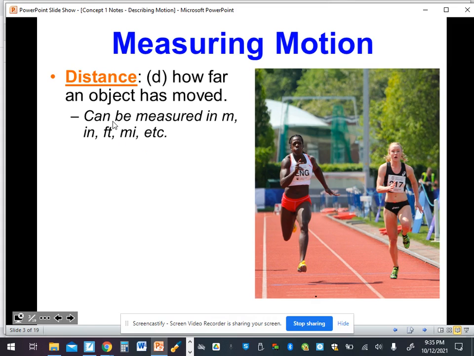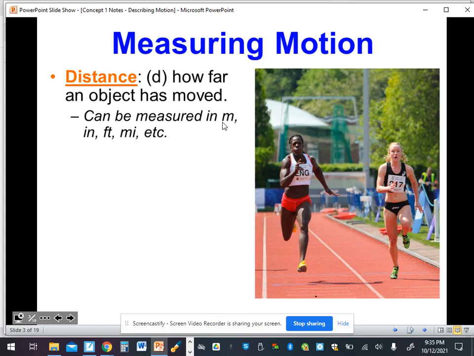This is optional. If you want to write this in, you can. These are the units that are possible for us to measure distance in. These are some of the common ones that you'll see in here. Meters, inches, feet, miles, MI, that's what miles stands for. Even centimeters, millimeters, I mean, those are all distances, not very big, but they're distances. Okay. So distance is just how far an object has moved. So it's going to be some type of length measurement that you're going to be using.